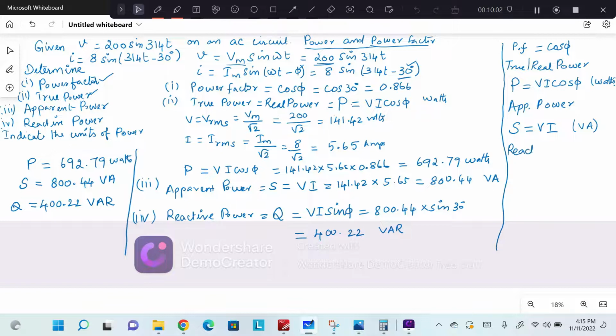And then the last type of power, that is reactive power. Reactive power is represented by the letter Q. Q can be calculated by the formula VI sin phi, and the unit of reactive power is volt ampere reactive. So this is the summary of what we have discussed in this numerical.